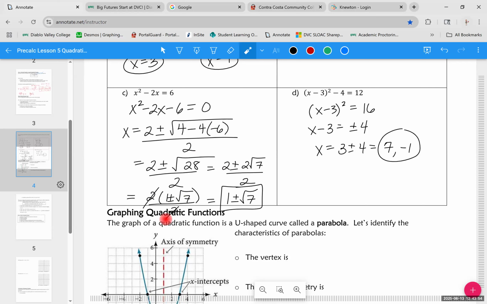And now I can cancel these 2's because this 2 is only being multiplied. It's 2 times this stuff. It's not 2 plus anything. So I can simplify those to get 1 plus or minus the square root of 7.